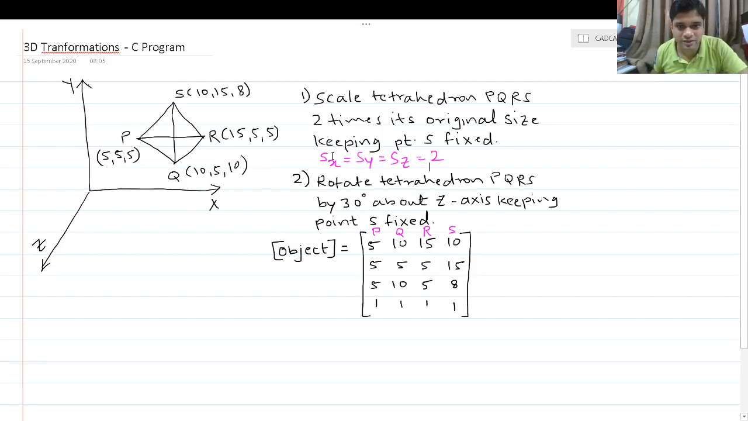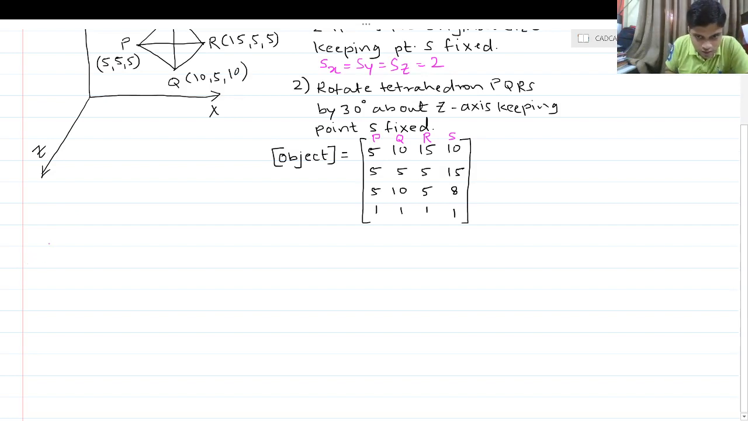Then I will perform the scaling with these scaling factors, and once the scaling is done, I will again translate the object back to its original place. So I will translate point S back to its original location, that is 10, 15, 8. So that will be the forward translation. So the new transformed coordinates will be: I will start from the extreme right with the object matrix, multiplied by the translation inverse or back translation, then a scaling matrix, and then I will translate the reference point back to its original location. So this is the operation that I will be performing.